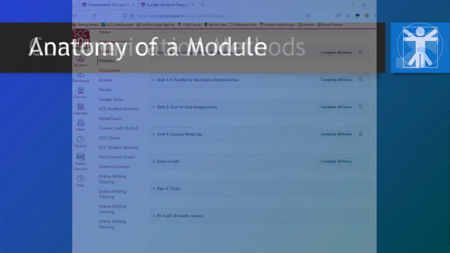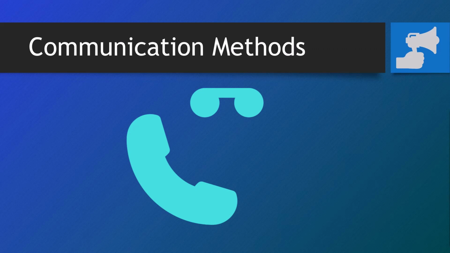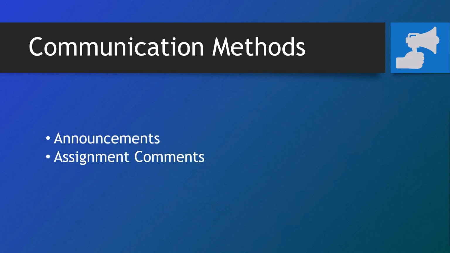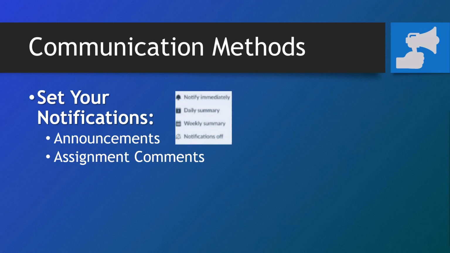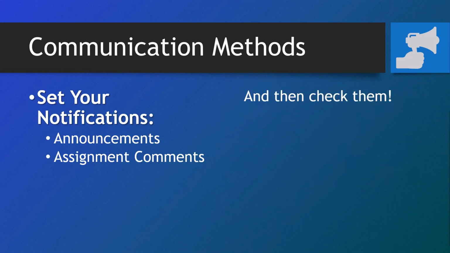Our last tour stop is a quick one, communication methods. Remember voicemail? Someone can leave you a message, but if you don't check your messages, you won't get the information. We send messages to you through Canvas via announcements and assignment comments, but if you don't check them, you won't get them. So please set your notifications to receive our announcements and assignment comments. The recommendation is to get both announcements and assignment comments, as Canvas says, immediately. If you don't know how, do an internet search. And then, of course, you'll need to check them.